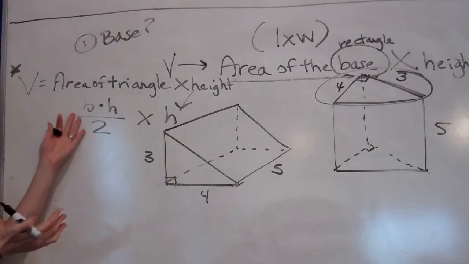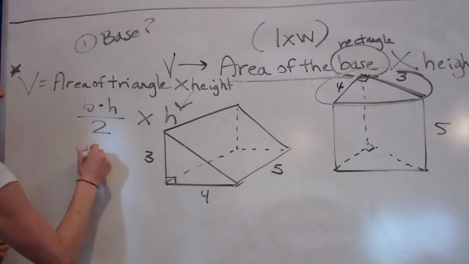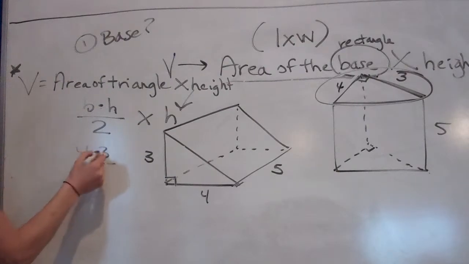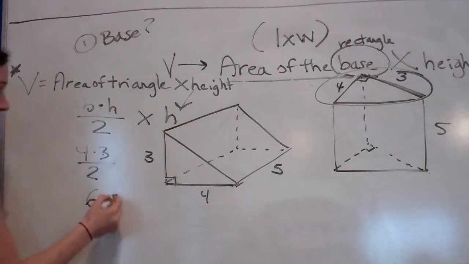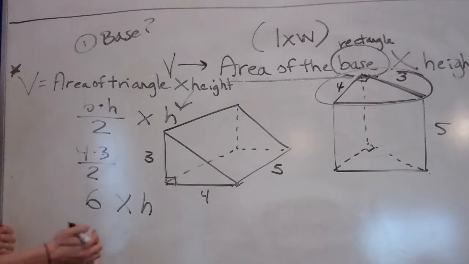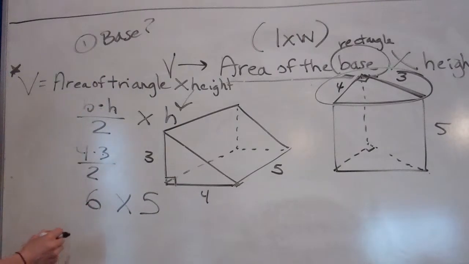So let's do the base times height divided by 2. What is my area of this triangle going to be? It's going to be 6. 4 times 3 divided by 2. 4 times 3 is 12. 12 divided by 2 is 6. And then we have still times height to do, and our height is 5. So our final answer is 30, and if it's centimeters, whatever.